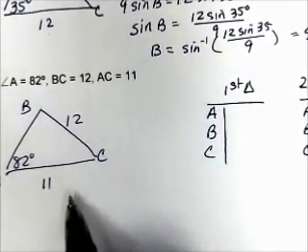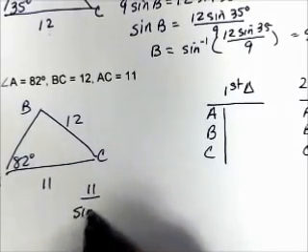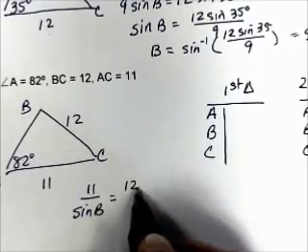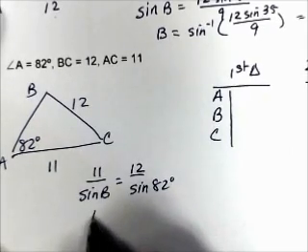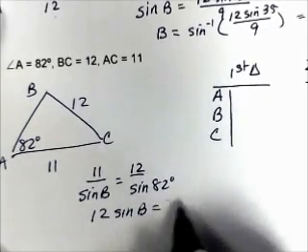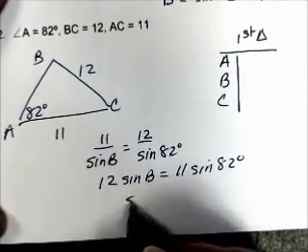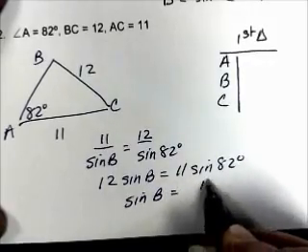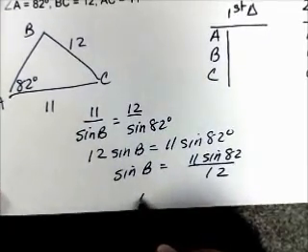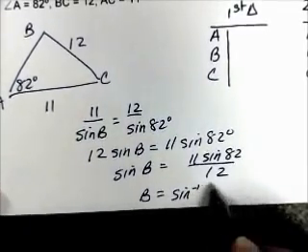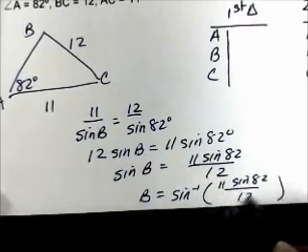Now, using law of sines, 11 over sine of angle B is equal to 12 over sine 82. Cross multiply, 12 times sine B equals 11 times sine 82. Divide by 12. Sine of B equals 11 sine 82 divided by 12. So angle B is equal to the sine inverse of that fraction, 11 sine 82 divided by 12.